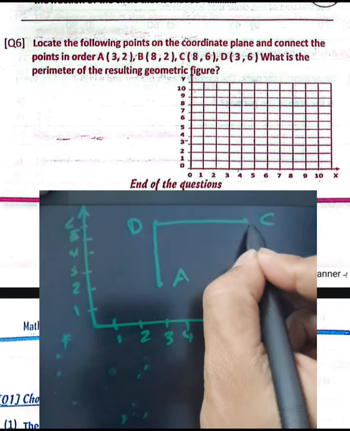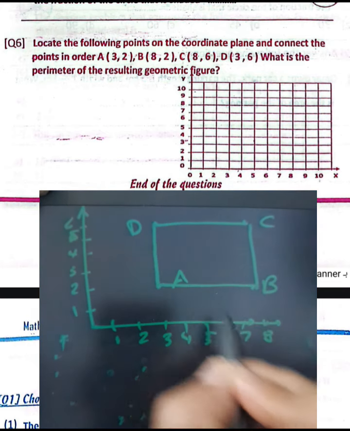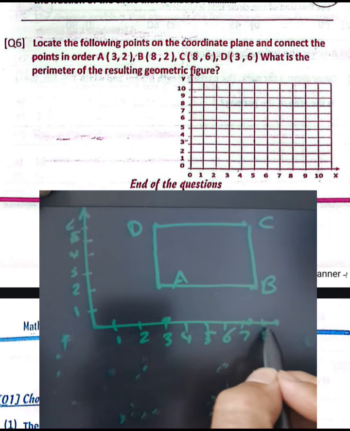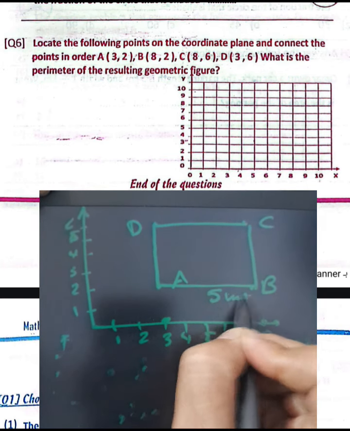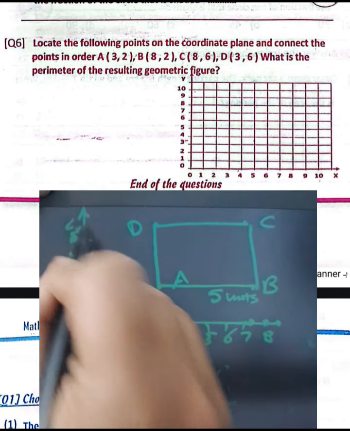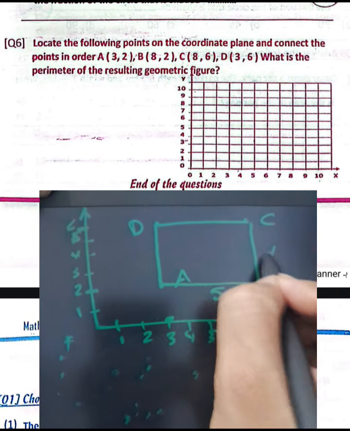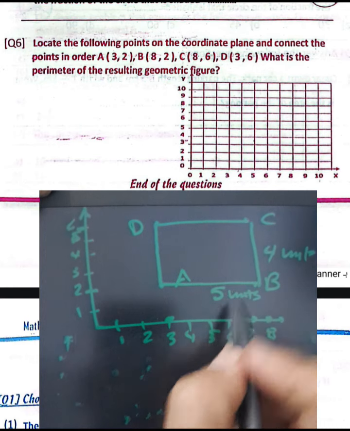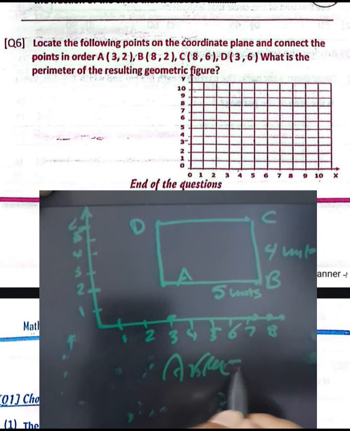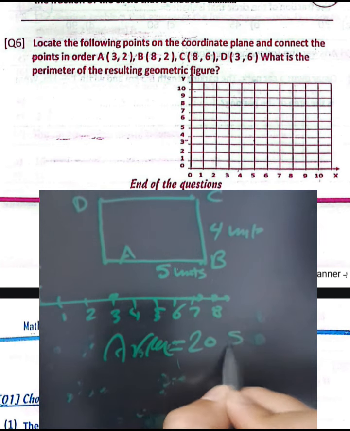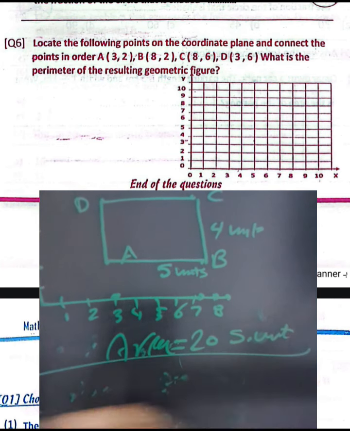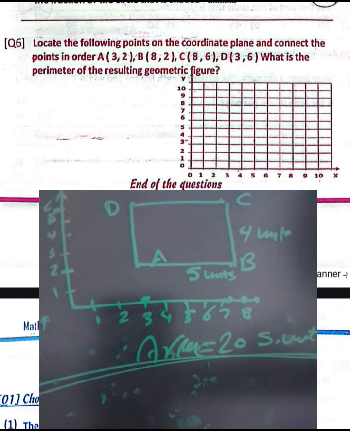We have here a rectangle. We can find the perimeter. Length was 8 minus 3 equals 5. We have here 5 units, and here 6 minus 2, it will be 4 units. Then the area will be length times width. 4 times 5 equals 20 square units. The area will be 20 square units. Okay.